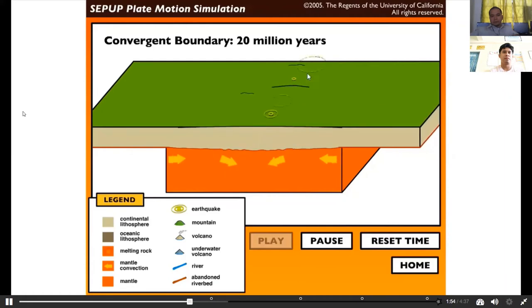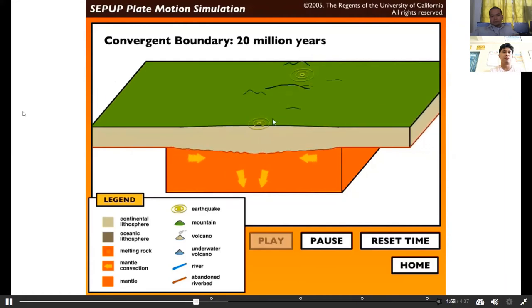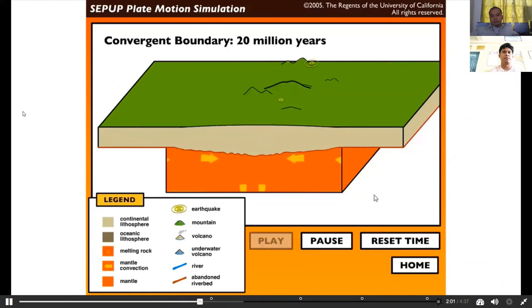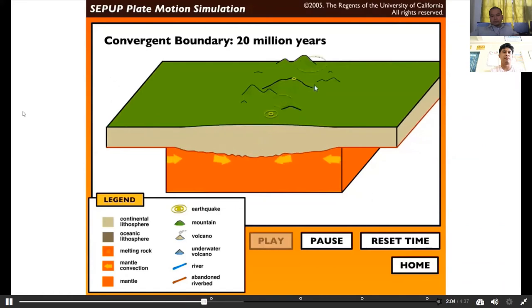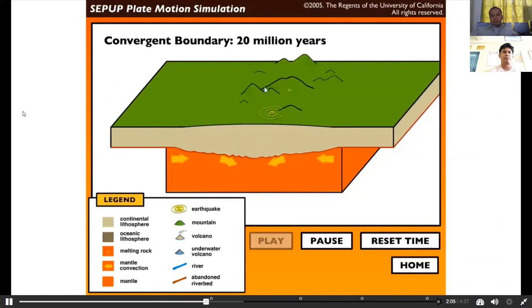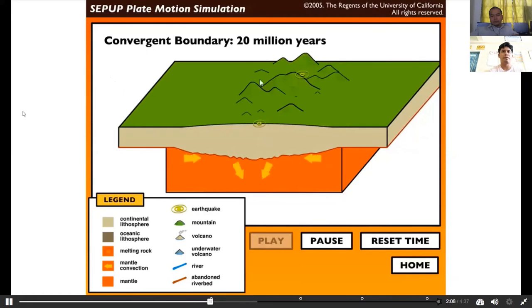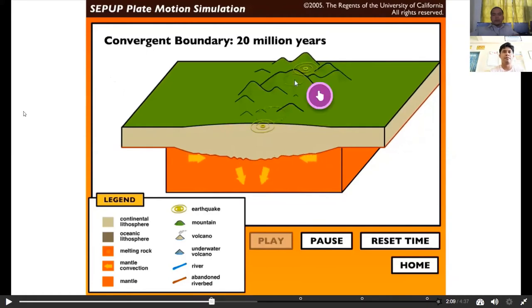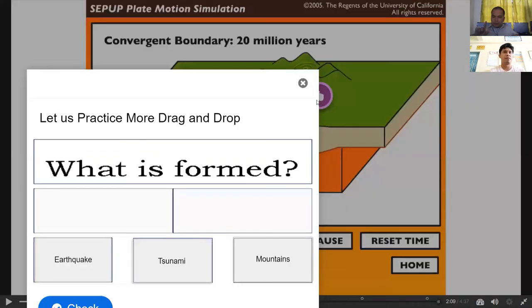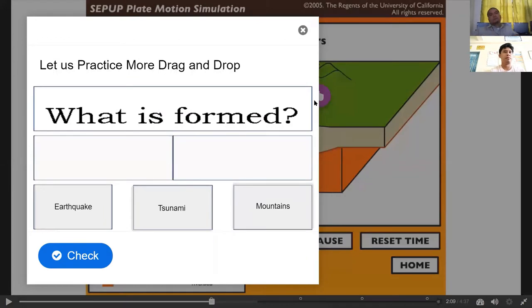Okay, so what are these circles here? What are these curved figures here? Okay, so you just click the hand sign like that. Okay, and then to answer, what is formed?